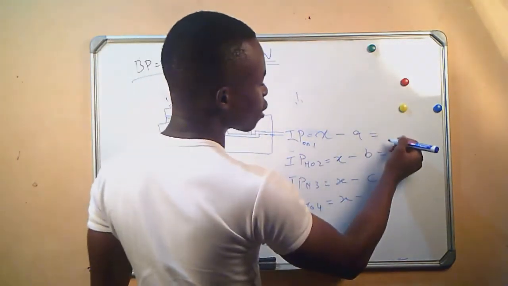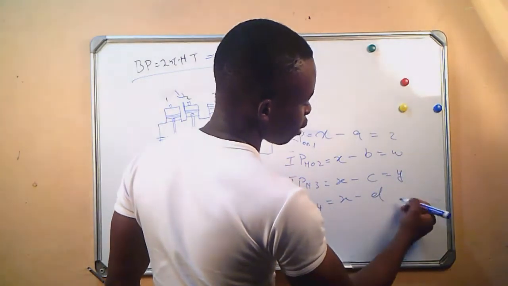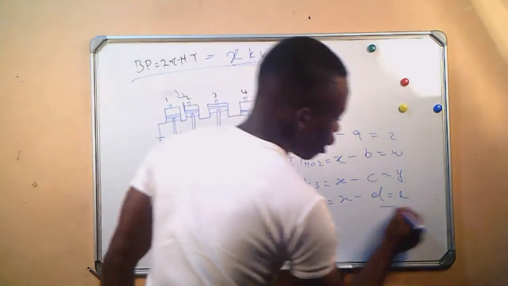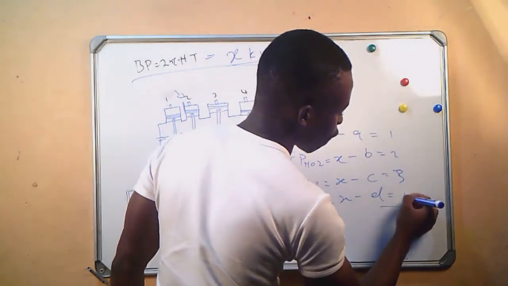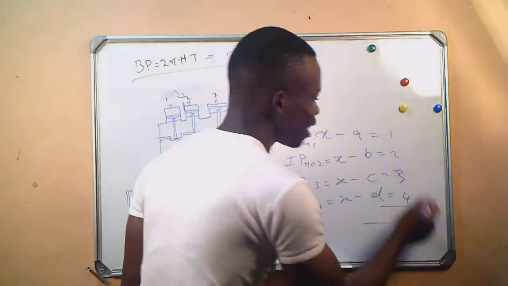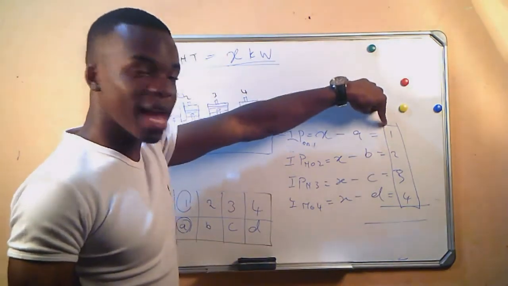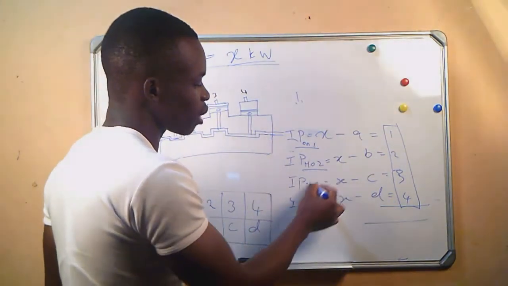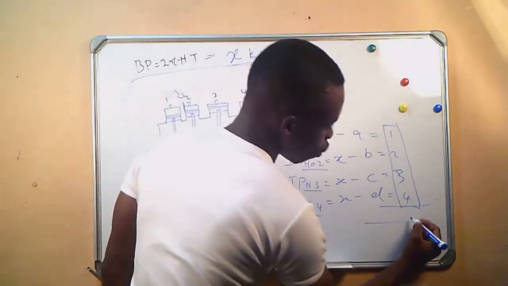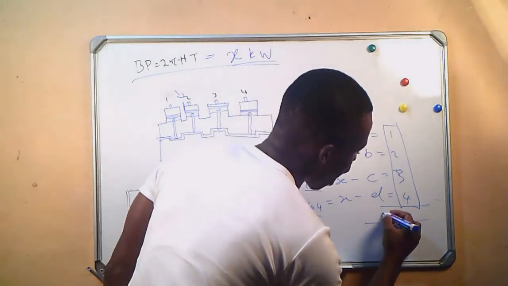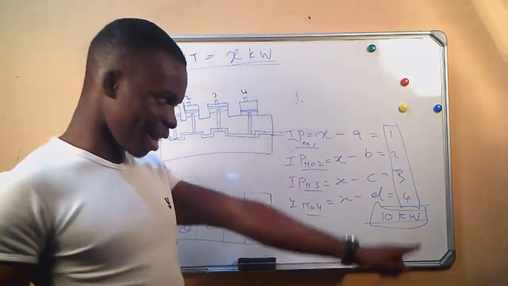Let's say here we've got values. Let me write numbers. Let's say it's 1, 2, 3, 4. Now we will say the sum of all these, we add the IP of cylinder number 1, of cylinder number 2, 3, and 4. It's 1, 3, 6, 10. We say the indicated power of the engine is 10 kilowatts.